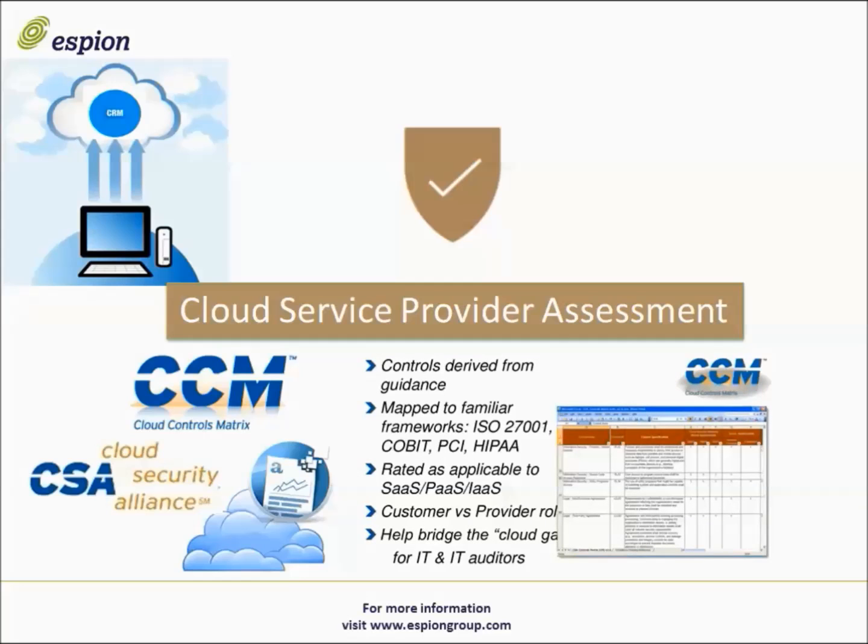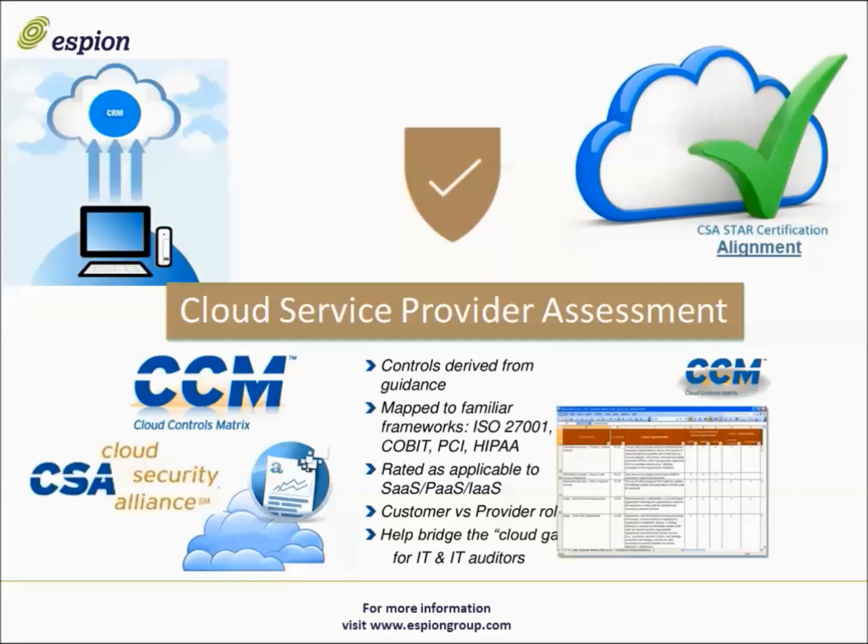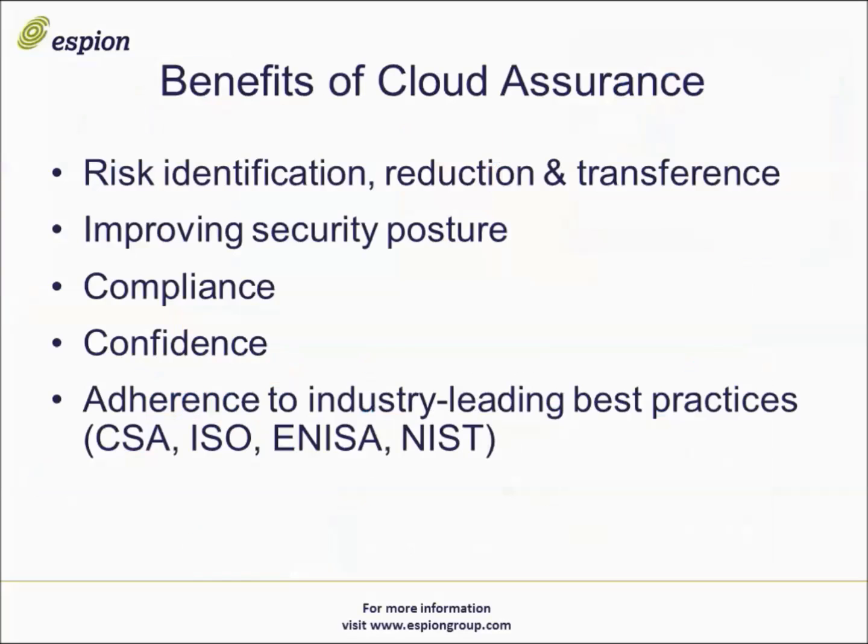The controls are derived from guidance mapped to familiar frameworks such as ISO, COBIT, PCI and so on. So they help bridge the cloud for IT and IT auditors and give assurances of how your cloud is performing. So again, it's all down to the CSA STAR certification and what percentage they are aligned to it. The Cloud Security Alliance are one of the industry-defining leaders as a non-profit organization in giving guidance. Espion have a member and many chapter members on their team.